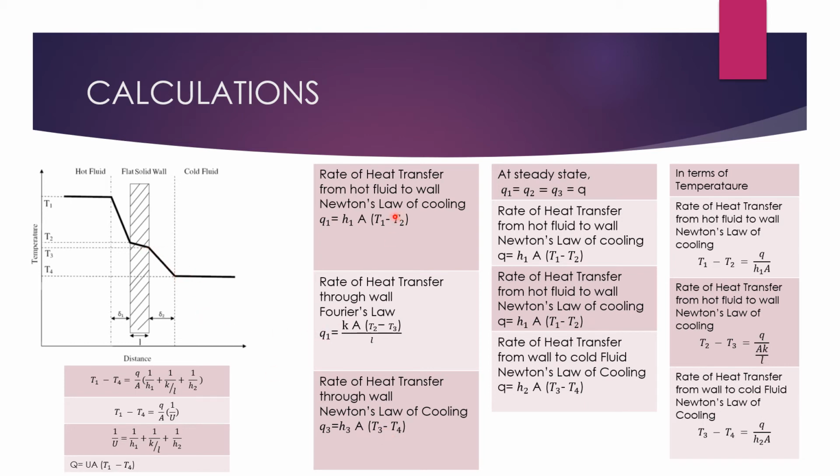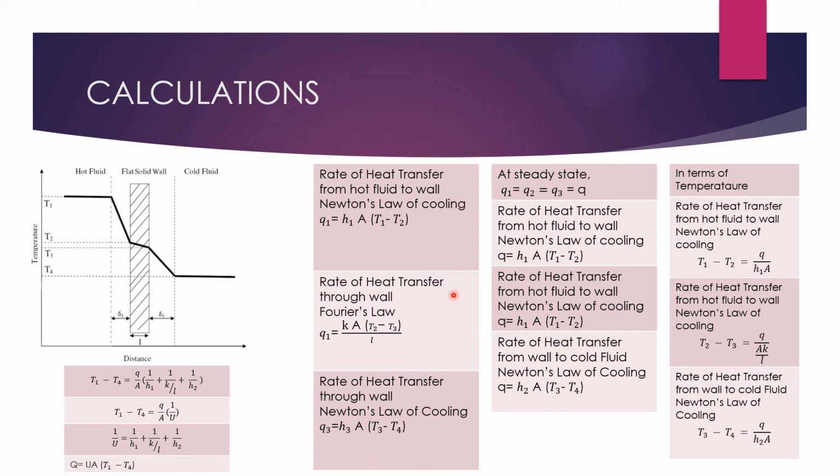So we have divided this whole system into three subsystems and written the equations for the rate of heat transfer for these three subsystems. Heat transfer between these two takes place by convection, so we have written Newton's law of cooling. The rate of heat transfer for this particular subsystem takes place by conduction, so we have written Fourier's law of cooling, and the heat transfer for this particular system takes place by convection, so we have written Newton's law of cooling.